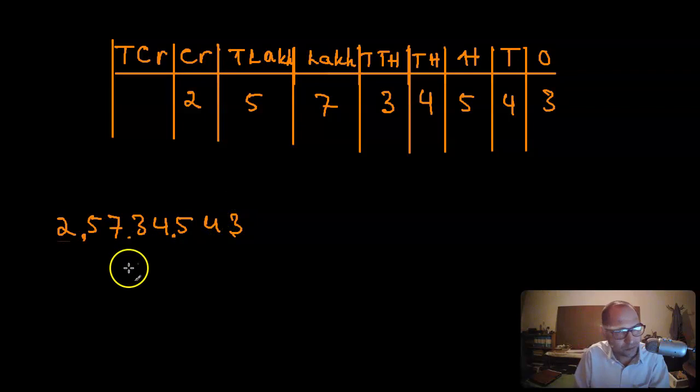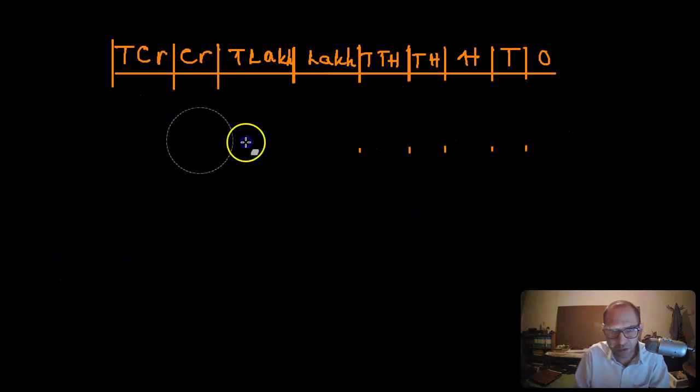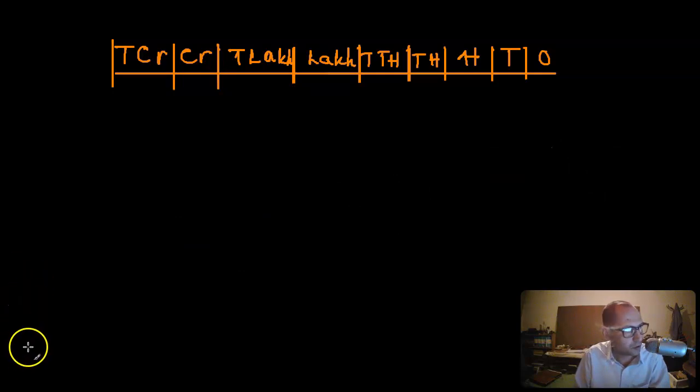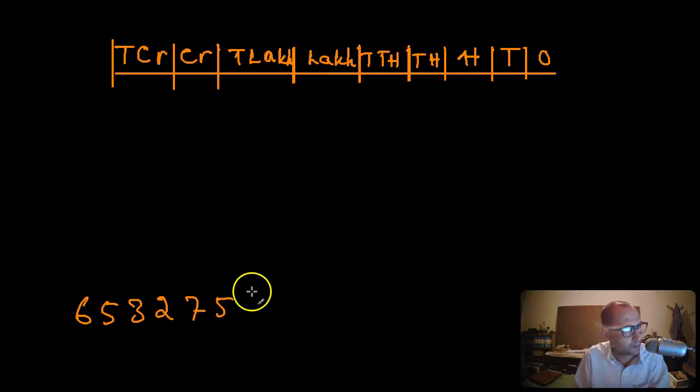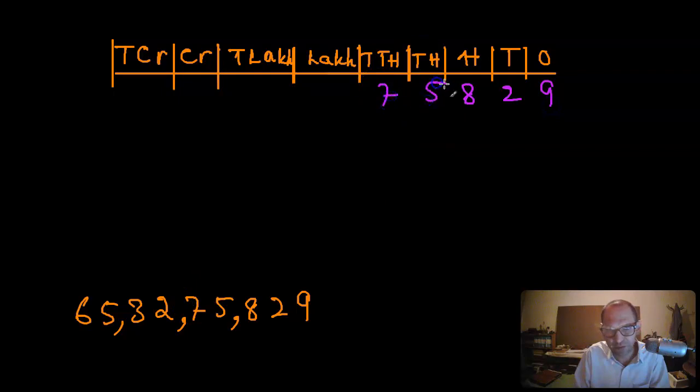For example, let's say that you have this number over here: 65, 32, 75, 829. If I separate 3 digits, 2 digits, 2 digits, to write this number I write it over here. So this is 829, and this is 75, and this is 32, and this is 65, which means that this number is 65 crores, 32 lakhs, 75,000, and 829.